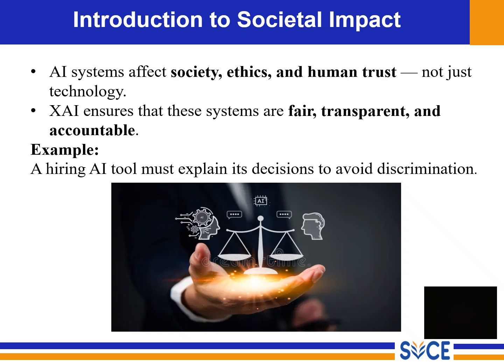For example, imagine a hiring AI that shortlists candidates. If it rejects someone, it should say why. Maybe because of low experience or test score, but not because of name, gender, or background. So that's where explainable AI comes in, to make sure decisions are fair, transparent, and accountable.